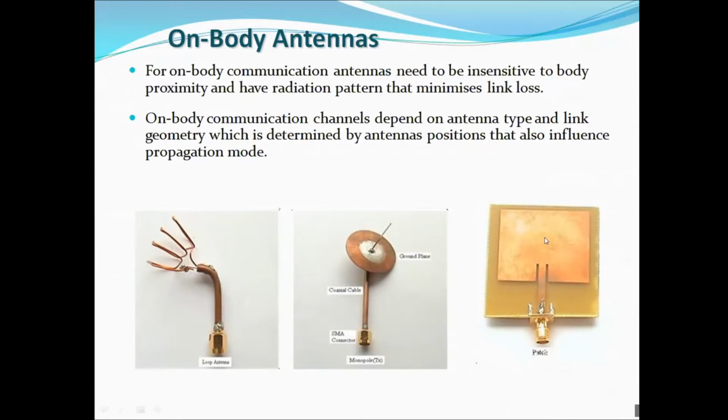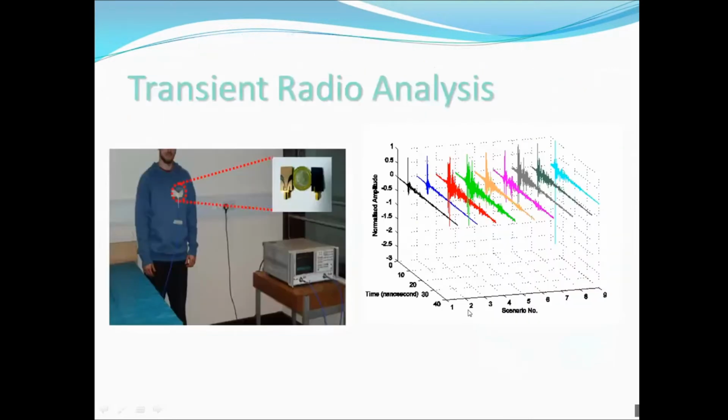So these are the types of geometry we can use for on-body antennas. The simple microstrip patch antenna is a rectangular one, right? Rectangle with an inset feed. So these are the on-body antennas. This is the transient radio analysis when it is embedded on the dress material, right? It's a sample only that I am showing. We will see how we design the antennas.